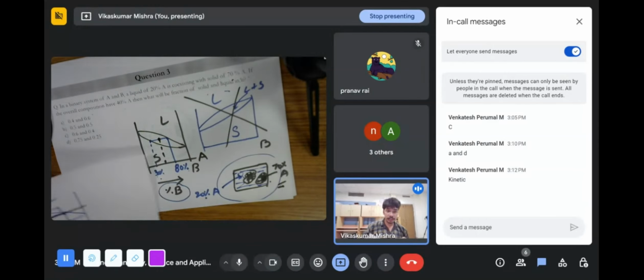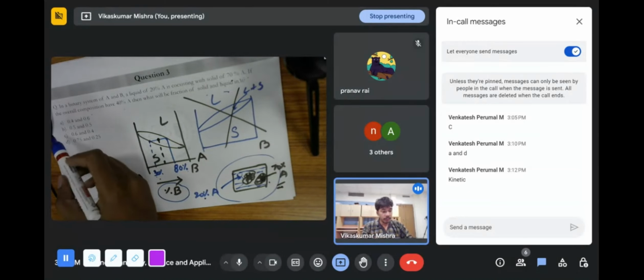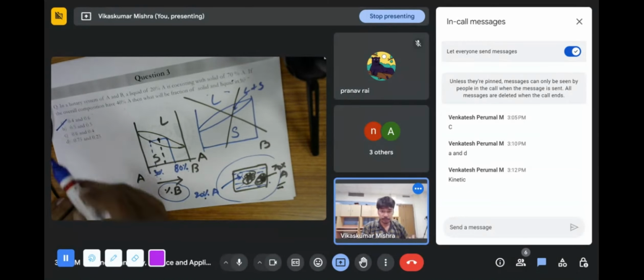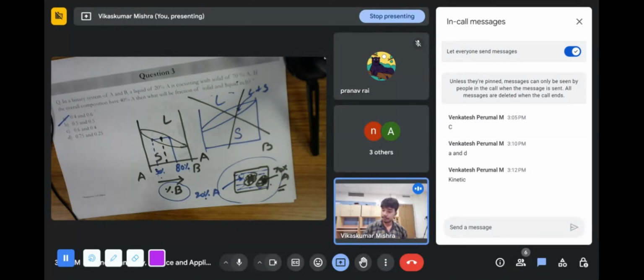Okay. So with that, we have finished this question number 3. Please let me know if there is any doubt. Yeah. So with that, our answer is the first one. No? Okay. That's great. So let's move to the next question.